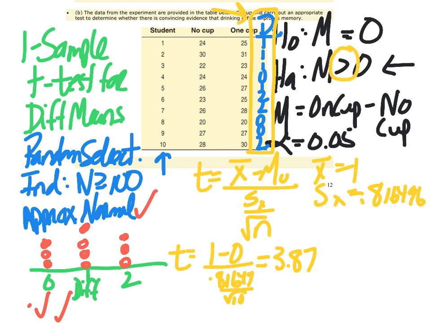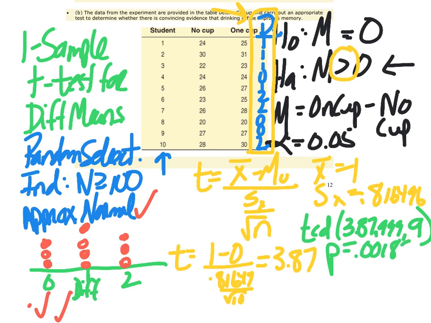Now, we do think it's going to be greater than, so for our probability calculation in this case, I'm going to go ahead and do a TCDF. We want to go from 3.87 to an upper bound of 999. This is based on degrees of freedom, so we have sample size minus 1. This will give us a p-value of 0.00189. And that's our do portion.